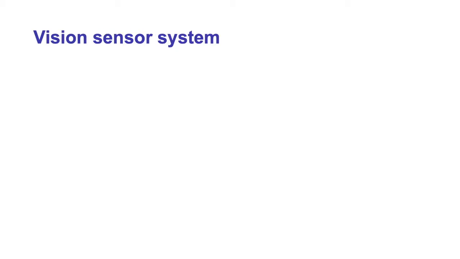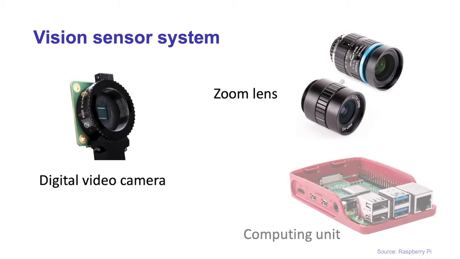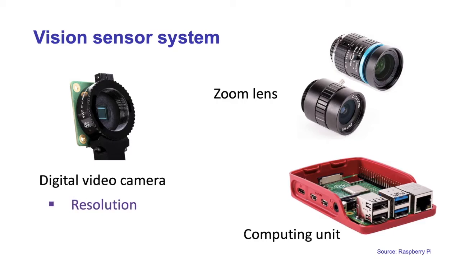A computer vision sensor system typically consists of a digital video camera, a zoom lens, and a computing unit. The digital video camera will turn light into discrete signals. The resolution of a digital camera refers to the pixel count contained in an image, usually given in columns by rows. The frame rate is the number of images or frames captured in a given time period and is usually expressed in frames per second. This slide presents all low-cost off-the-shelf components, including a Raspberry Pi and a Pi camera.